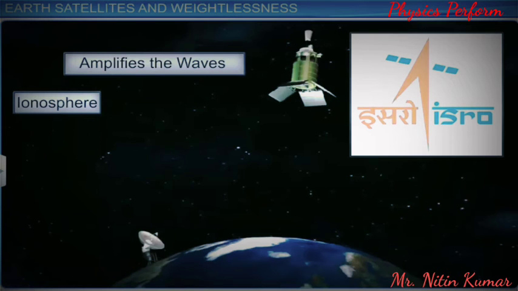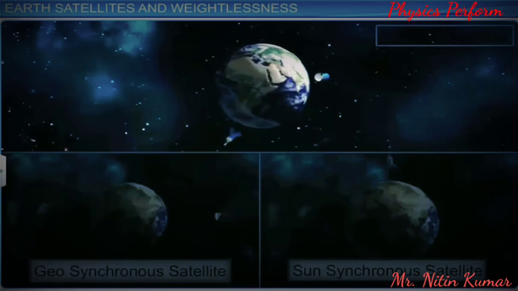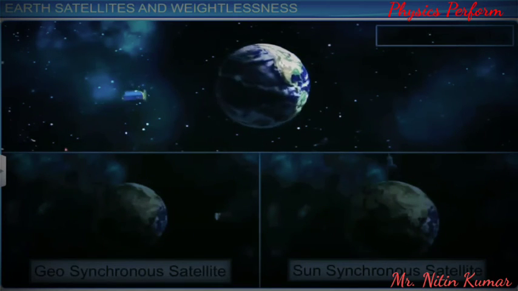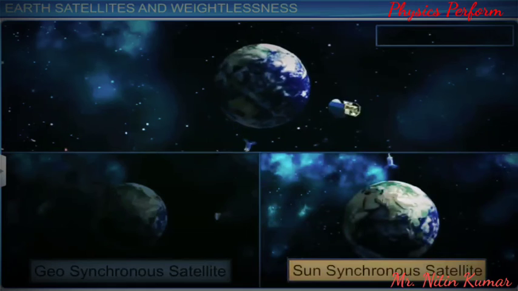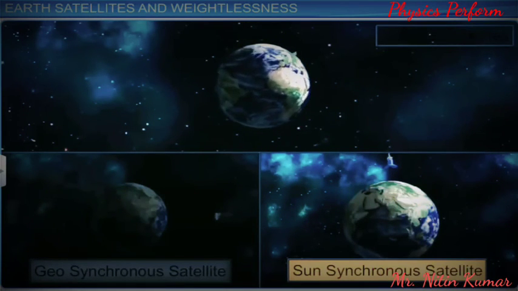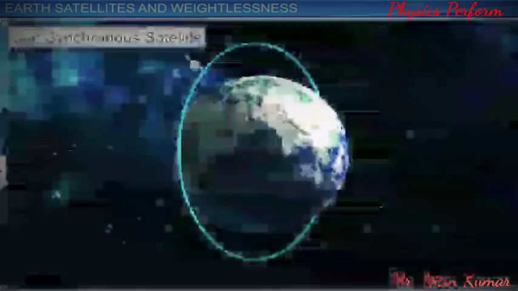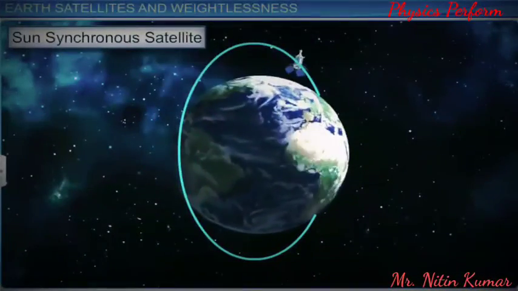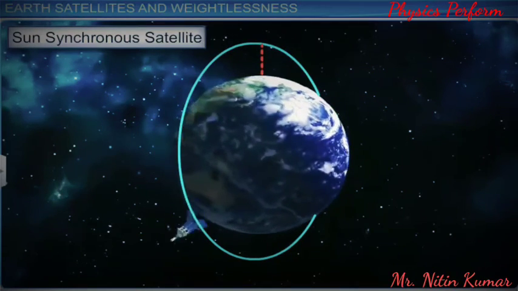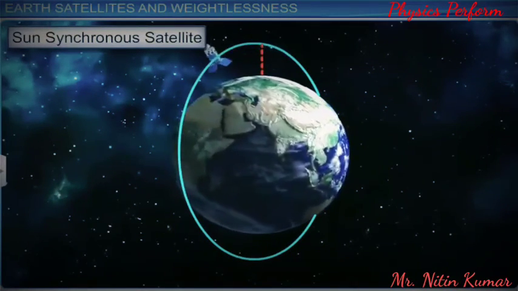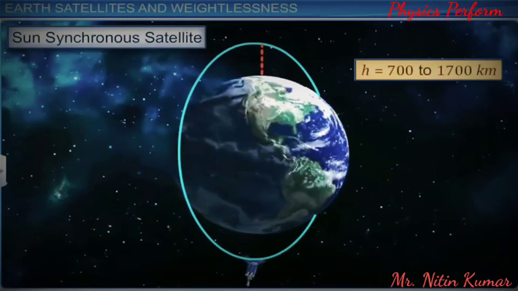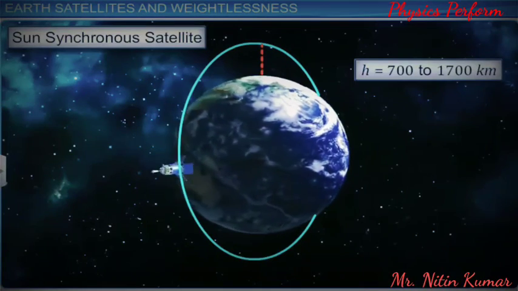Now, you will learn about the second type of artificial satellite, a sun-synchronous satellite, also referred to as a polar satellite. The altitude of a polar satellite is lower than that of a geostationary satellite, that is, in the range of 700 to 1,700 kilometers. Accordingly, the time period of such a satellite is of the order of a few hours.